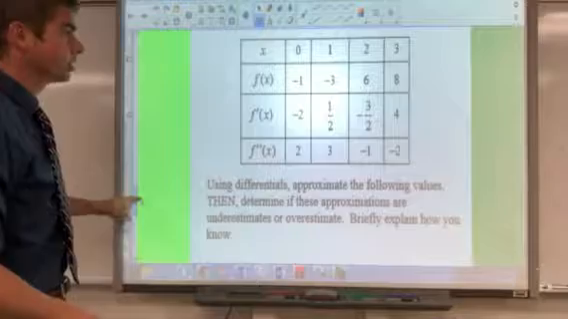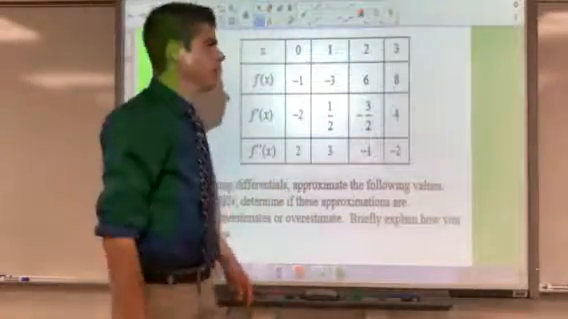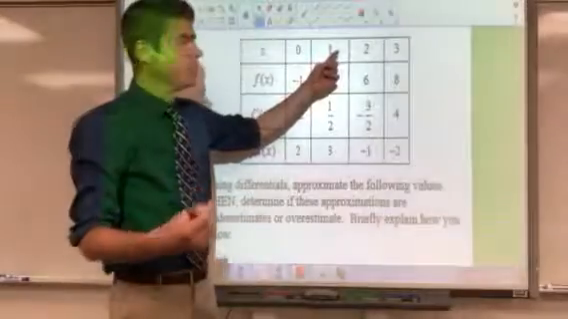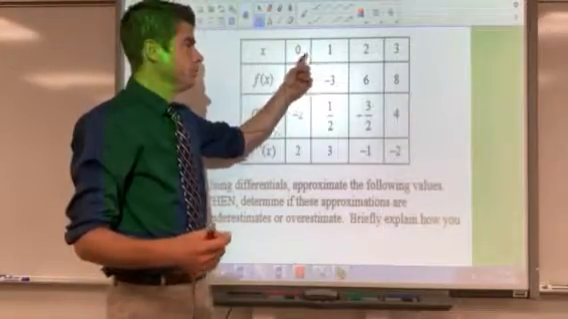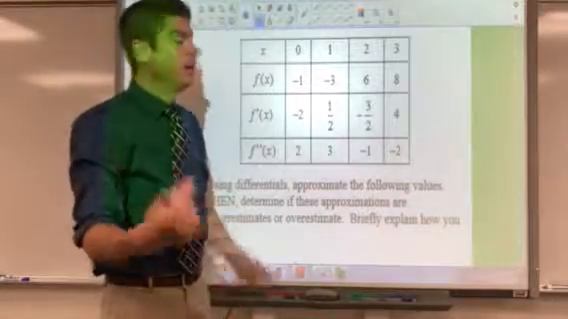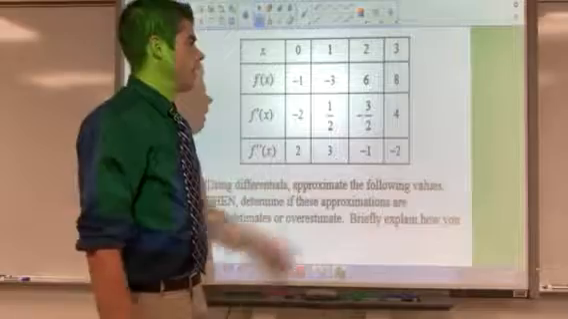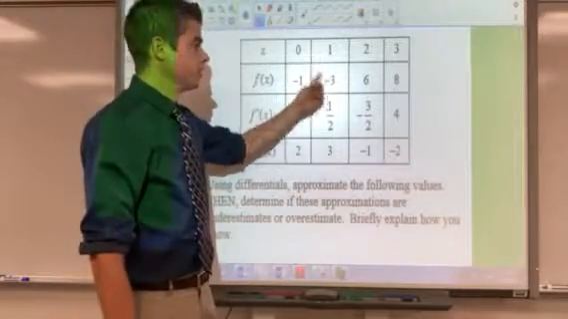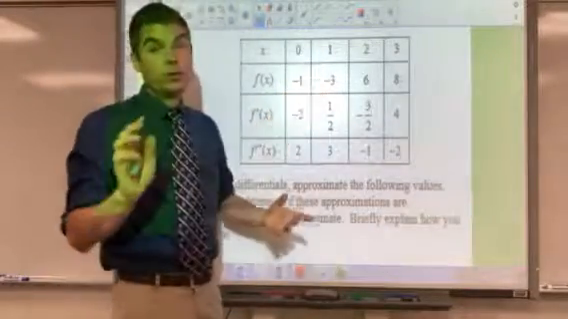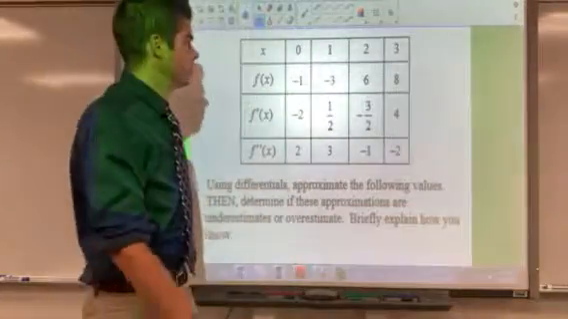So 0.3 is closer to 0 than 1. And that's the thing, too. I could use 1 as an approximation, but you're not going to get as close of a value as if you choose 0. So I'm picking the one that's closest. And if for some reason they gave me 0.5, which was exactly in the middle, then I would choose one or the other to solve for that.